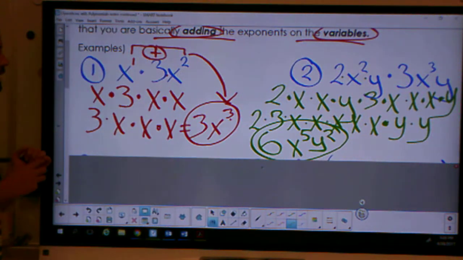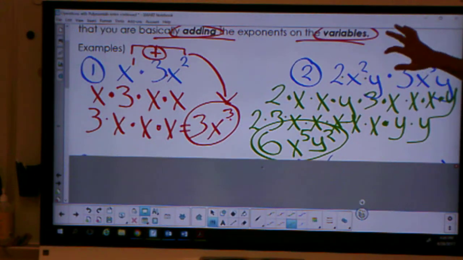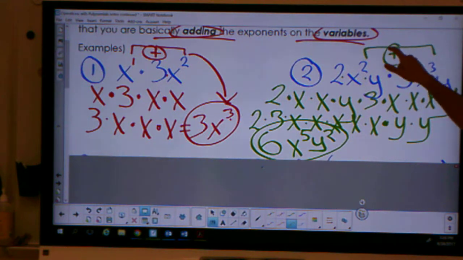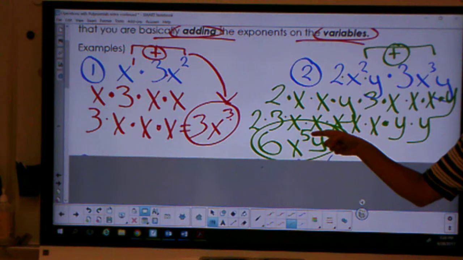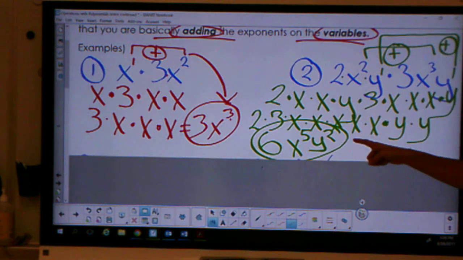And that is the basic idea. Again, we're adding the exponents. So maybe right above the problem, show how the x squared and the x cubed added, and that's how we got x^5. And then y^1 and then another y^1 added together, and that's how we got y squared.